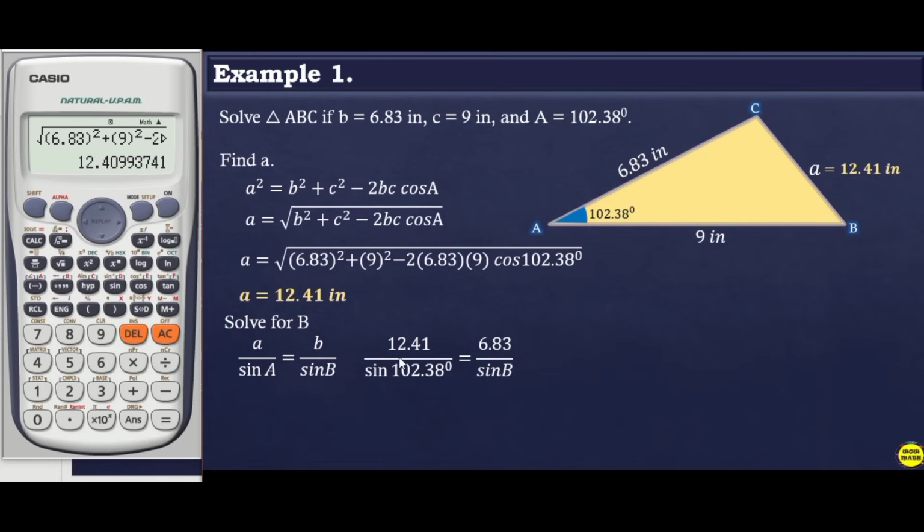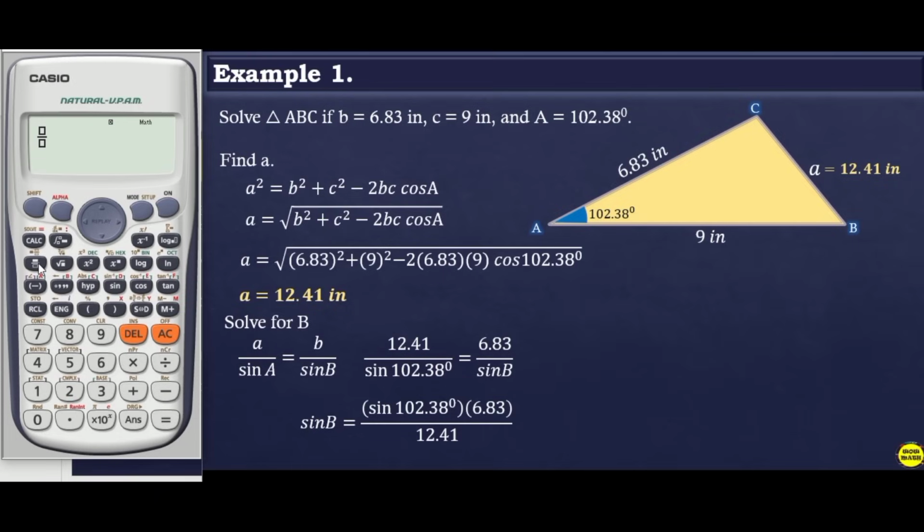Your A is 12.41 over sine A. So, sine 102.38 degrees is equal to 6.83, your B. And then, ito yung hinahanap natin, yung angle. So, cross multiply, we have sine B is equal to sine 102.38 degrees times 6.83 over 12.41. So, let us solve. Press the fraction icon, and then sine 102.38, and then close, times 6.83. And then close. Arrow down, and then 12.41 equals.